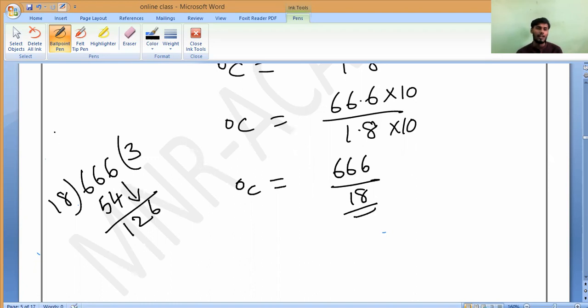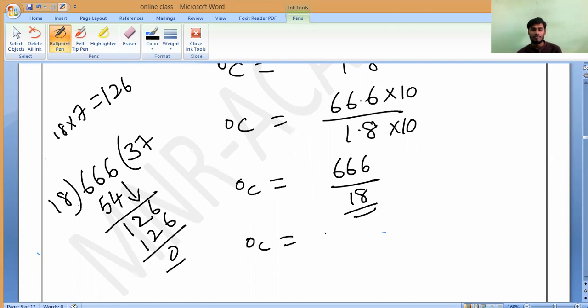So now, 18 sevens are, you check it. 18 sevens are 126. Is it yes or no? Yes, sir. Which is equal to how much? 37. So have you got the same answer? Yes, sir. That's all.